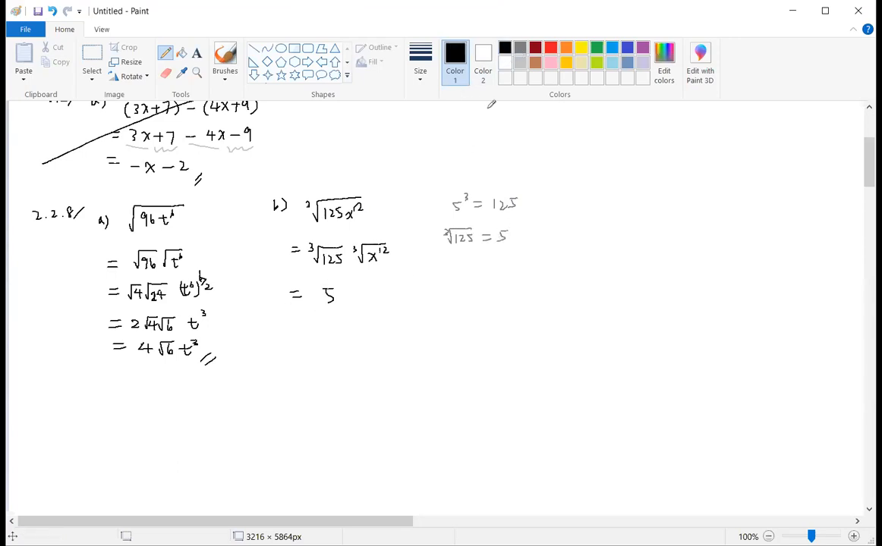And here, if you need, you can write it like this, to the power 1/3. Then you can see this is x to the 4. So that's 5x^4. Okay.